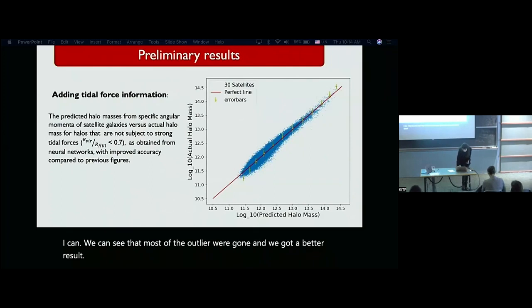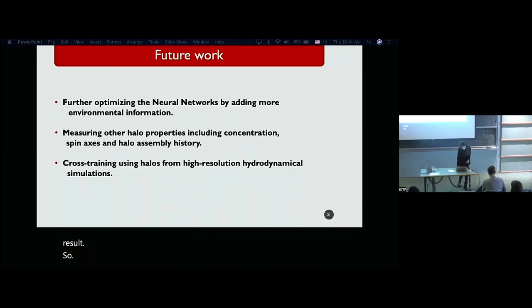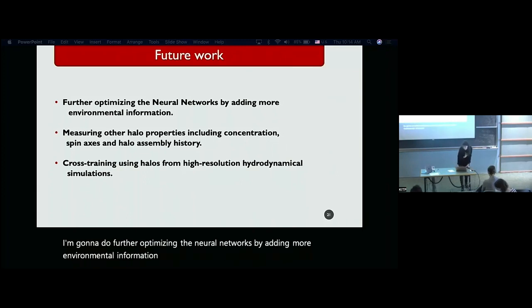For future work, I'm going to further optimize the neural networks by adding more environmental information, measuring other halo properties, including concentration, spin axis, and halo assembly history, and also cross-training using halos from high-resolution hydrodynamical simulations.